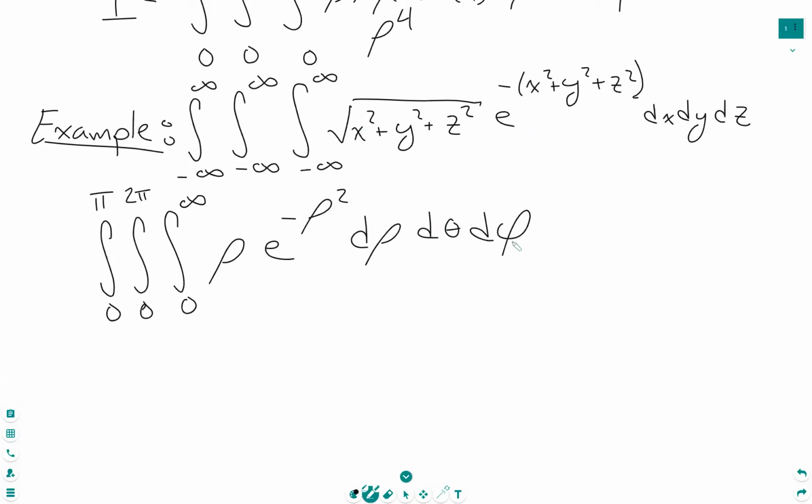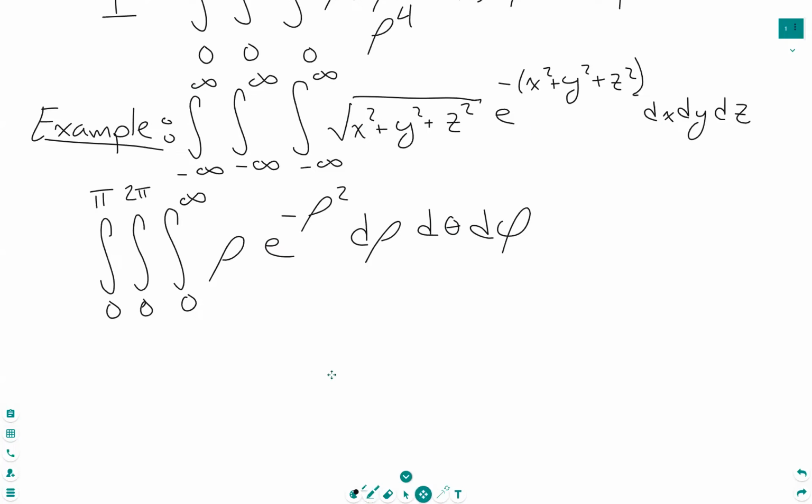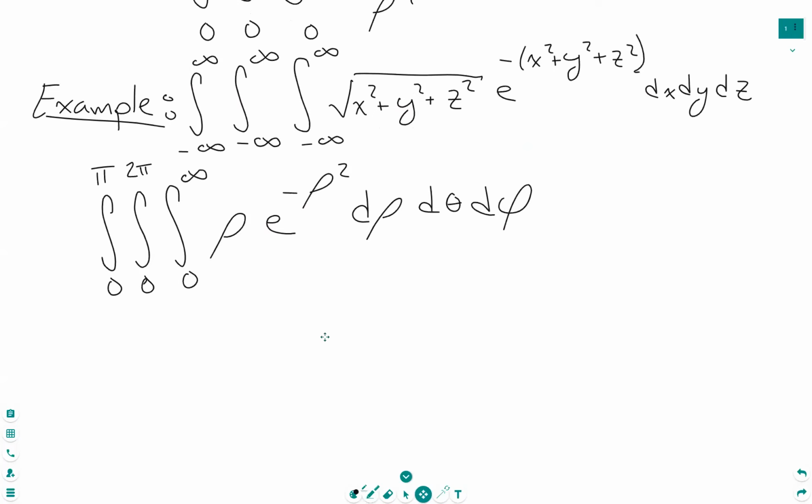And all of a sudden, this looks a lot more manageable than the integral that we have up here with 3 improper integrals. Now we only have this one improper integral. So first, let's do the rho integrals separately.